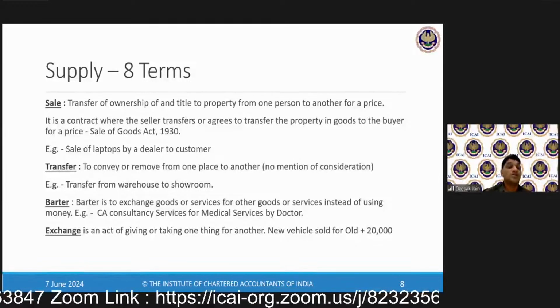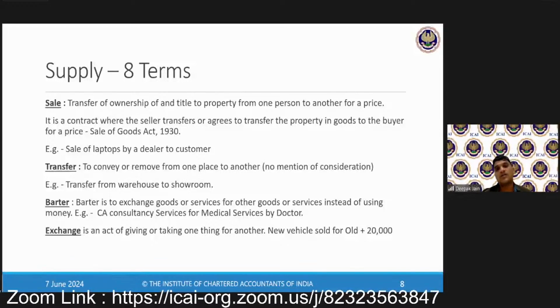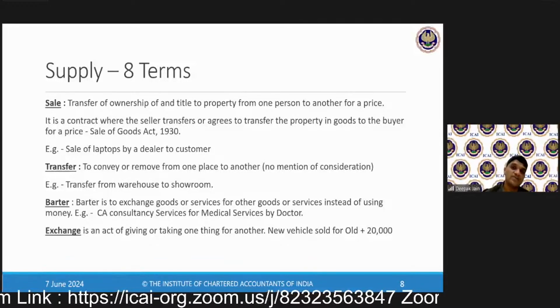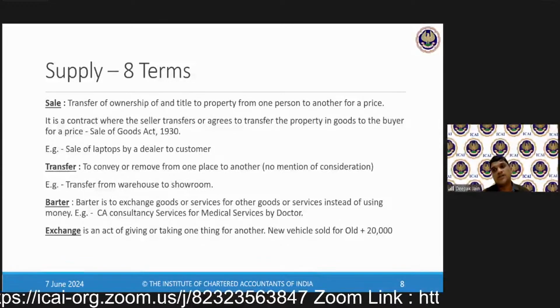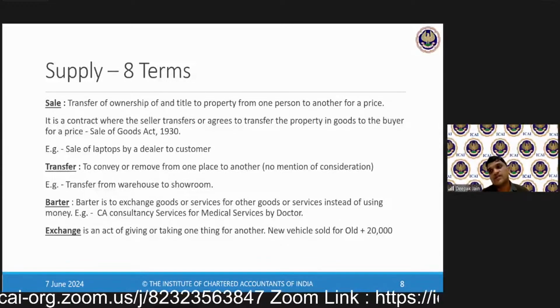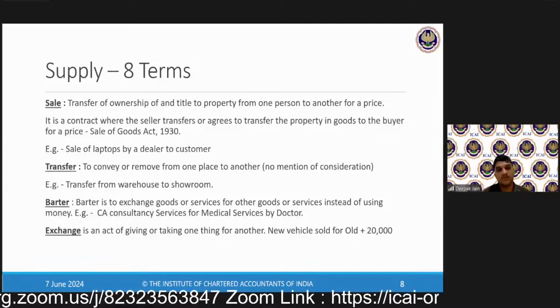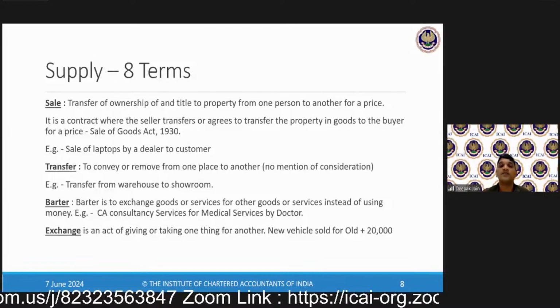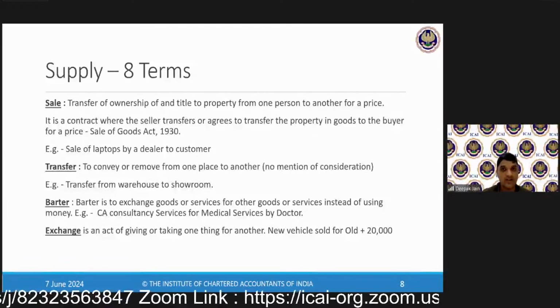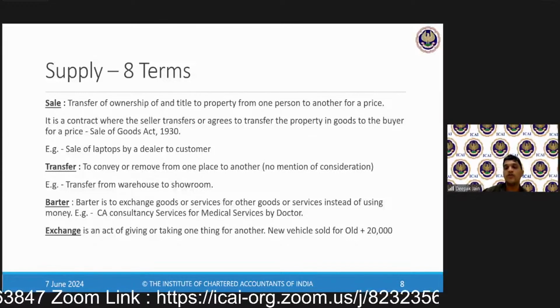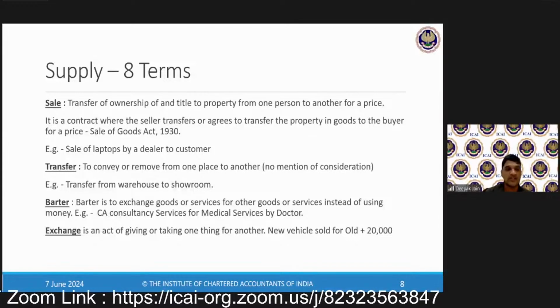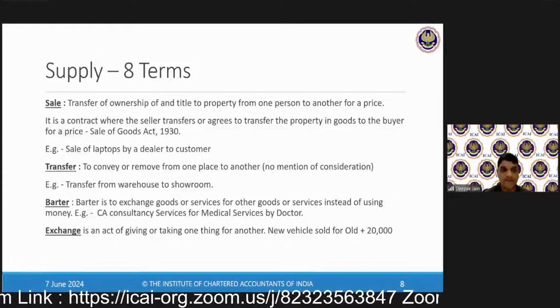Okay. Sale understood, transfer understood. What is barter? Ancient times, go back to your olden times. I give you something, you give me something else. The value of what I am giving is something you find valuable, and you give me something which I find valuable. There is no exact value in terms of monetary consideration. You are happy, I am happy, we are exchanging. That is a barter transaction.